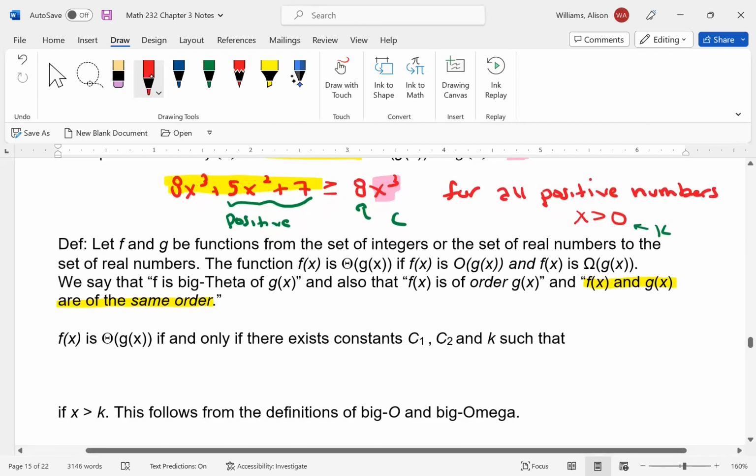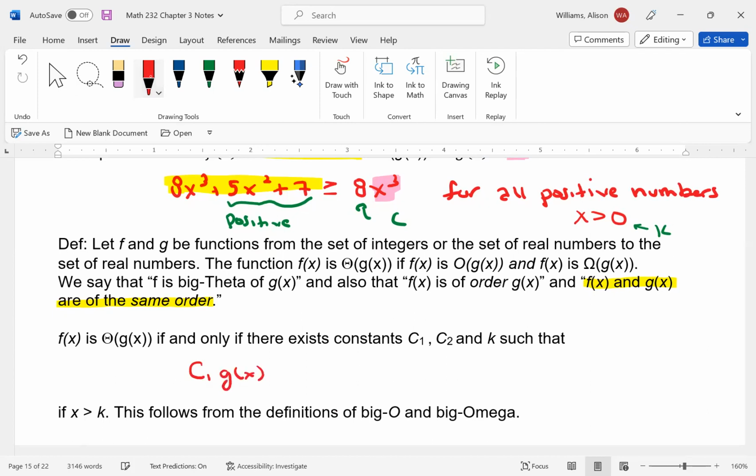F of x is big omega of g, I'm sorry, big theta of g of x, if and only if there exist constants C1 and C2 and a magical k such that C1 times g of x is less than f of x, which is less than C2 times g of x, for x bigger than k. In other words, we're able to trap f of x between constants multiplied by g of x. That is what we have to show.